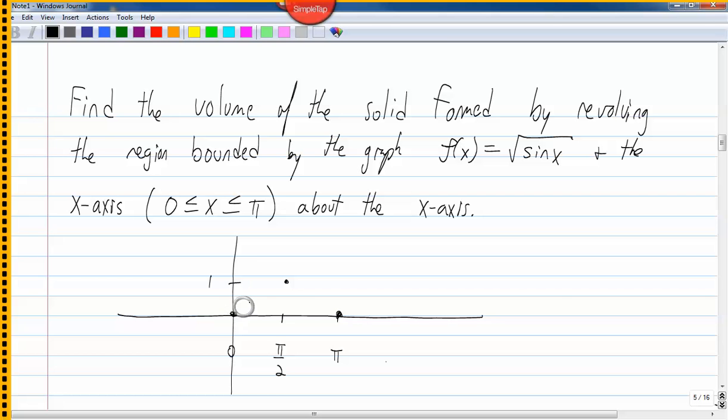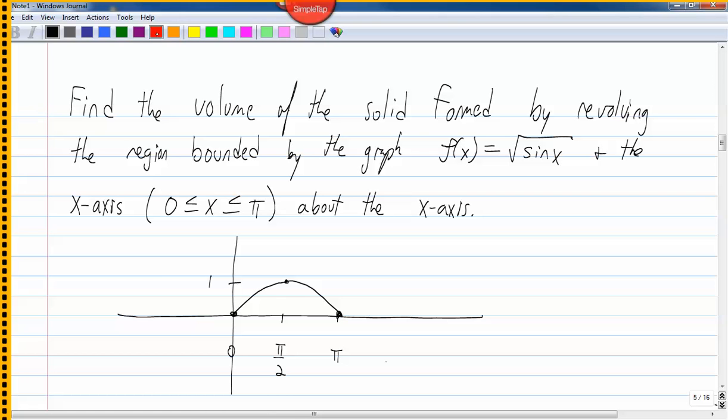Now this graph is not V-shaped opening downward. It's a smooth curve. It's a trig function. So this is going up and then coming back down. So that's what that looks like between 0 and pi. That is the square root of the sine of x. Now we want to revolve this about the x-axis.